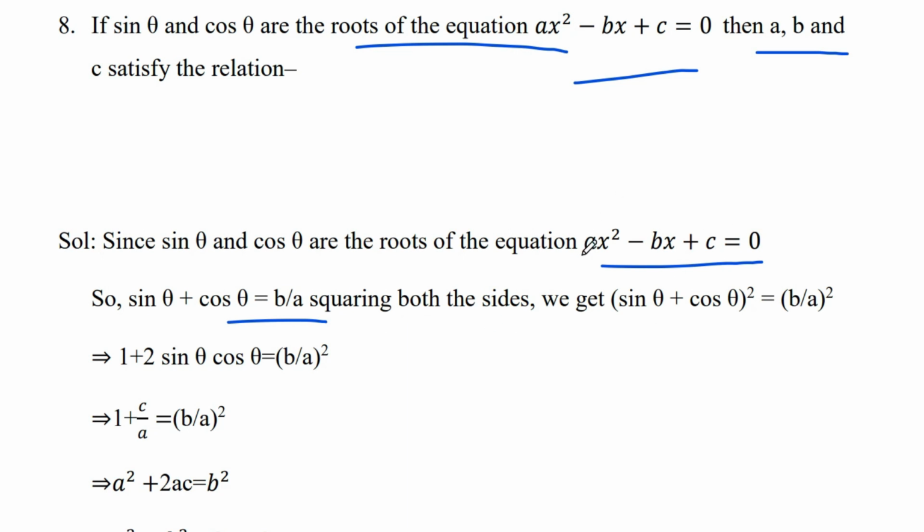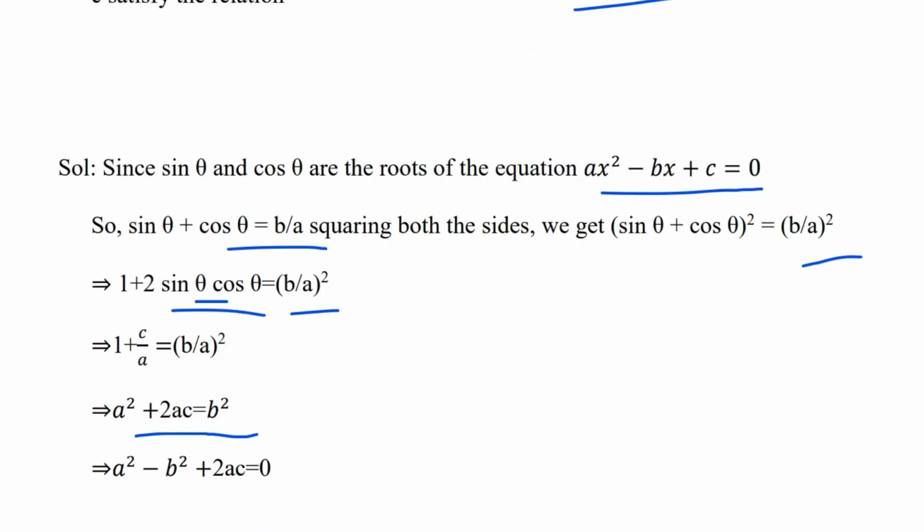So sine theta plus cos theta, this whole square, comes out as b upon a, this whole square. That is sine square theta plus cos square theta, which is 1, plus 2 sine theta cos theta equals b upon a, this whole square. The value of sine theta cos theta is c upon a. When we solve this, you will have a square plus 2ac equals b square, which can also be written as a square minus b square plus 2ac equals 0.